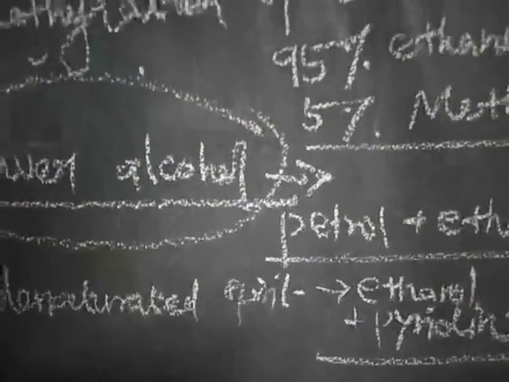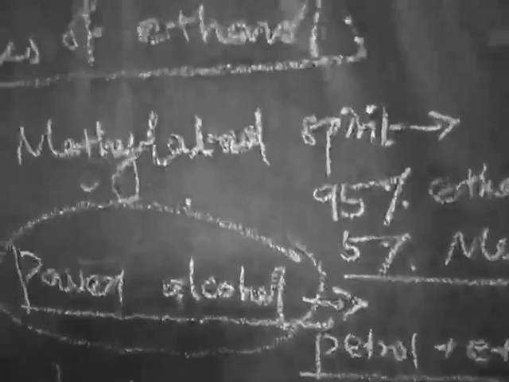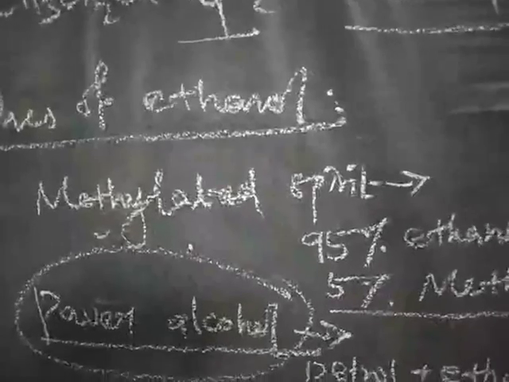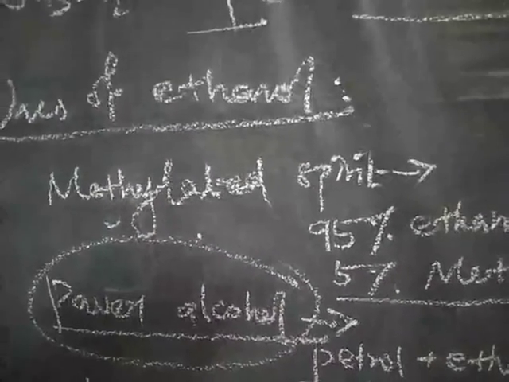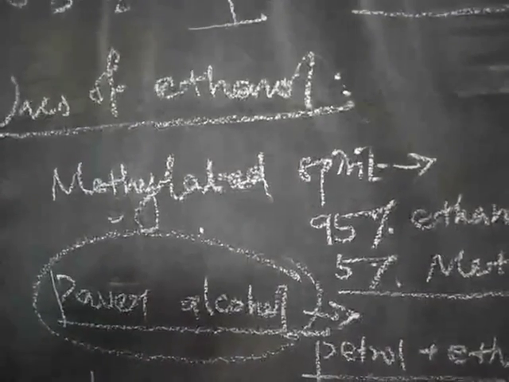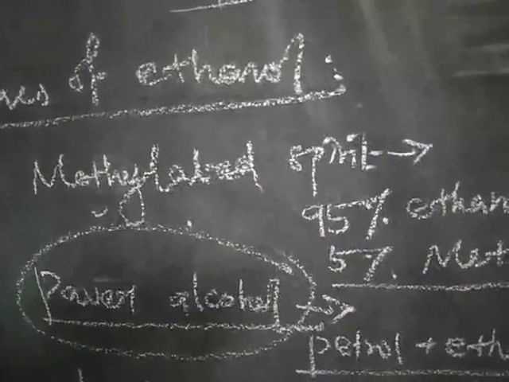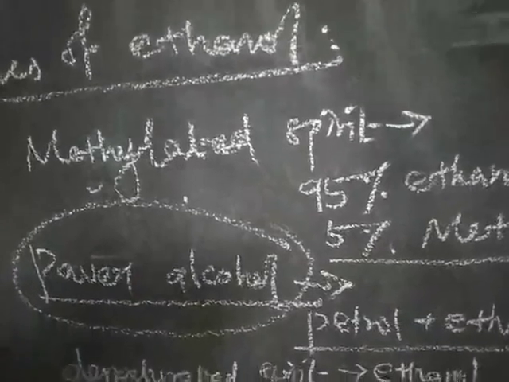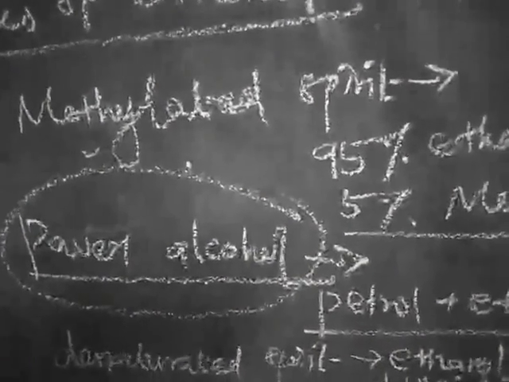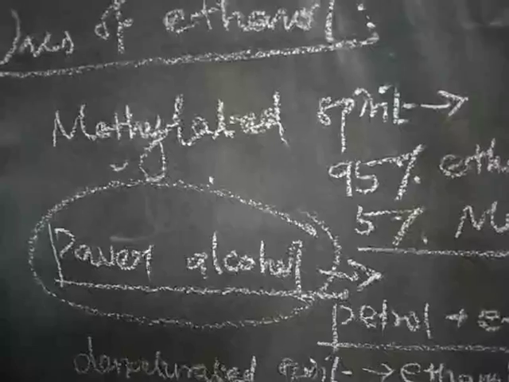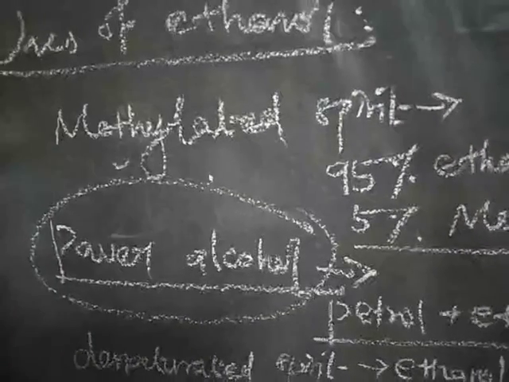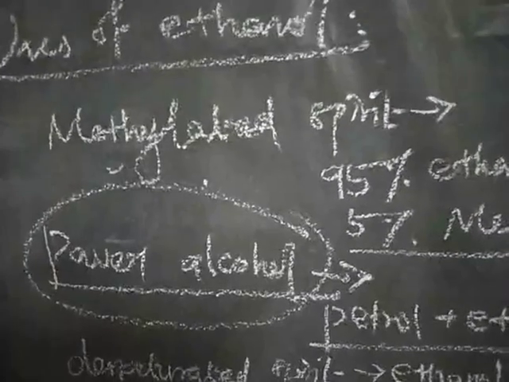Thank you children. The remaining 3 parts are pending. One is manufacturing of ethanoic acid, its chemical properties and uses. Next, organic compounds in daily life: manufacturing of soap, detergent, preparation of detergents, cleansing action of soap, and the difference between soap and detergents.